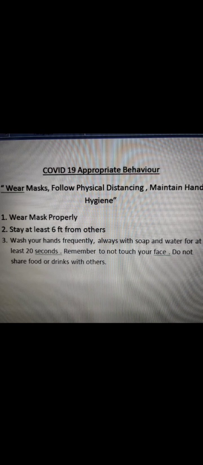Now, we know that we have been doing all these things for quite a long time, but as time is passing by, we are forgetting them. So we should not forget to wear our mask properly. We should stay at least 6 feet away from others. We should wash our hands frequently, always with soap and water, and for at least 20 seconds. We should remember not to touch our face, and we should not share our food or drinks with others. By keeping all these things in mind, we can be safe, and our family will also be safe, and we can deal with all these problems.